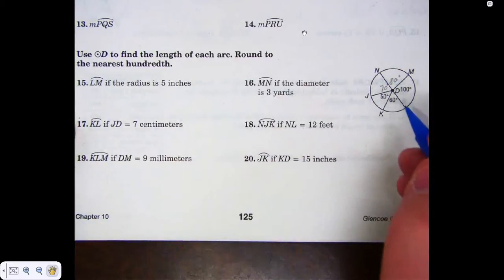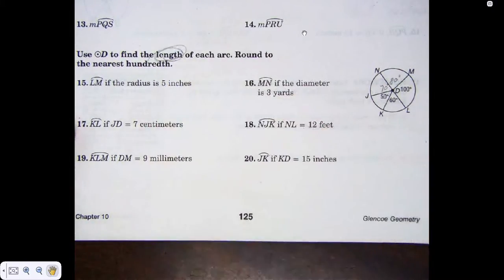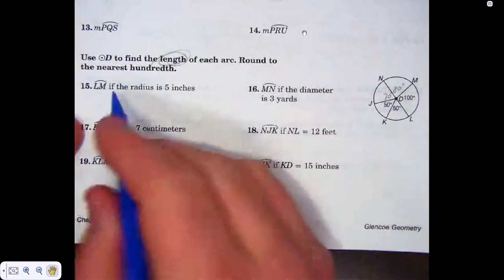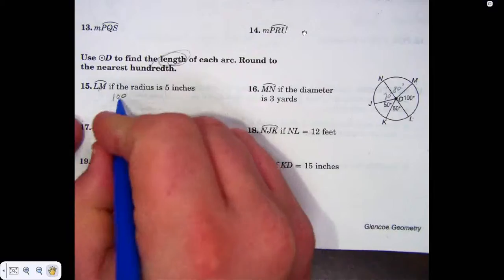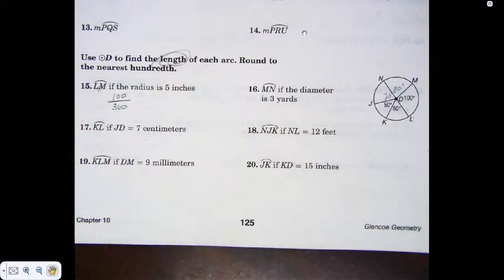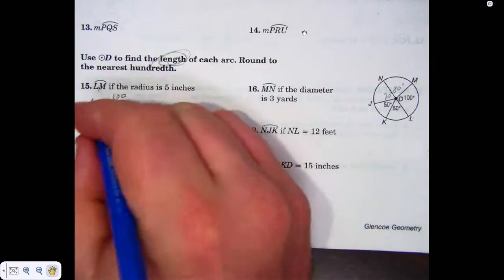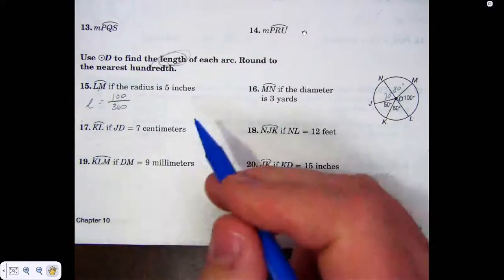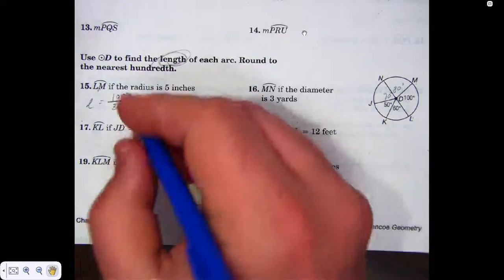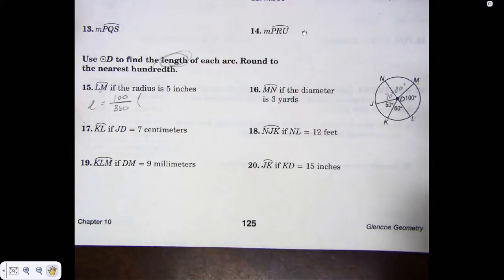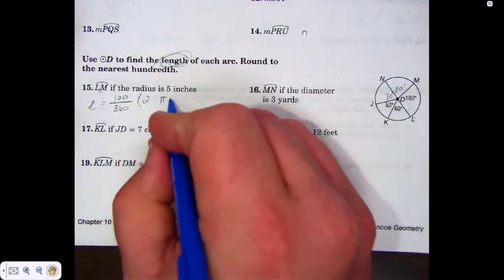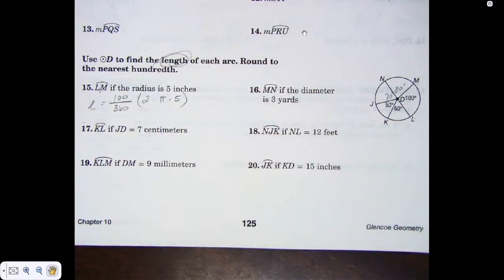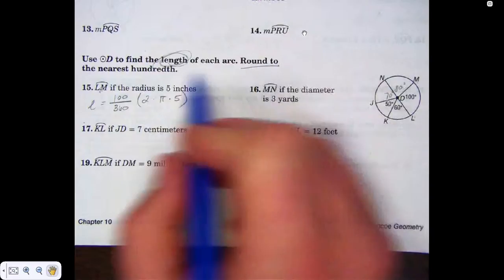They want us to find the length of L to M. Length, length, length. This is the one where you find the percentage that LM is of the whole thing. L to M is what? 100 degrees out of how many? 360. Would you guys agree with that? So that's the fraction it is of the whole thing. I'm going to multiply that times the circumference. What'd they say? The radius is what? 5. So it's going to be 2 times pi times 5.